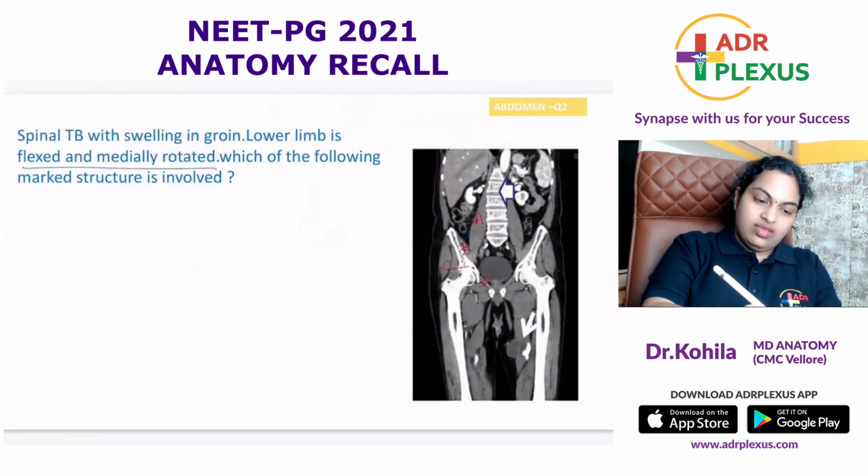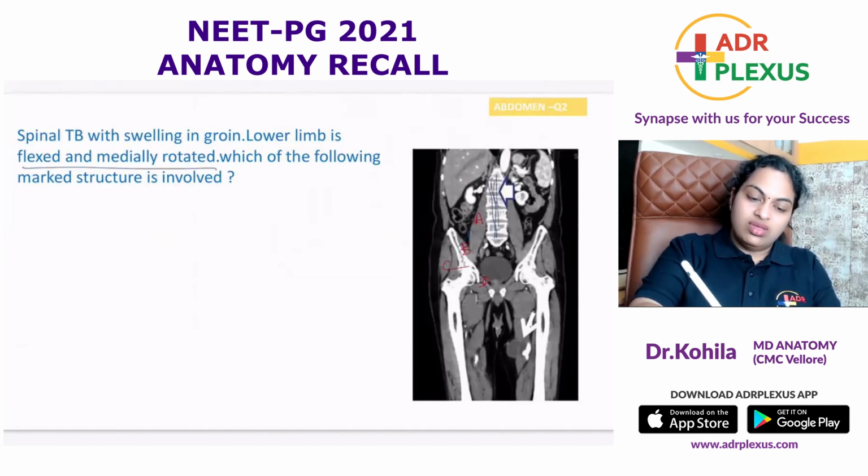Excuse me, one second, I'll take the blue back. You see the vertebral column here? So we are talking about the A option here, which is the psoas major muscle.